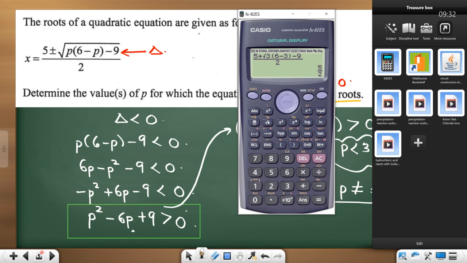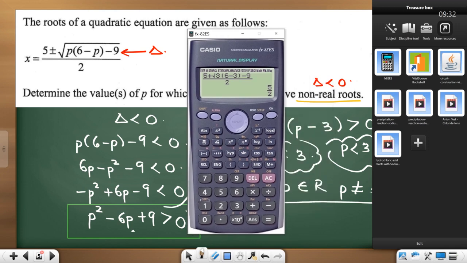Now, I am substituting my p as 3. We said p should not be equal to 3. Do you see that these roots are real? It's 5/2. The answer exists. But the question says, what are the values of p such that this root will be non-real? We said our p should be either greater than 3 or less than 3.